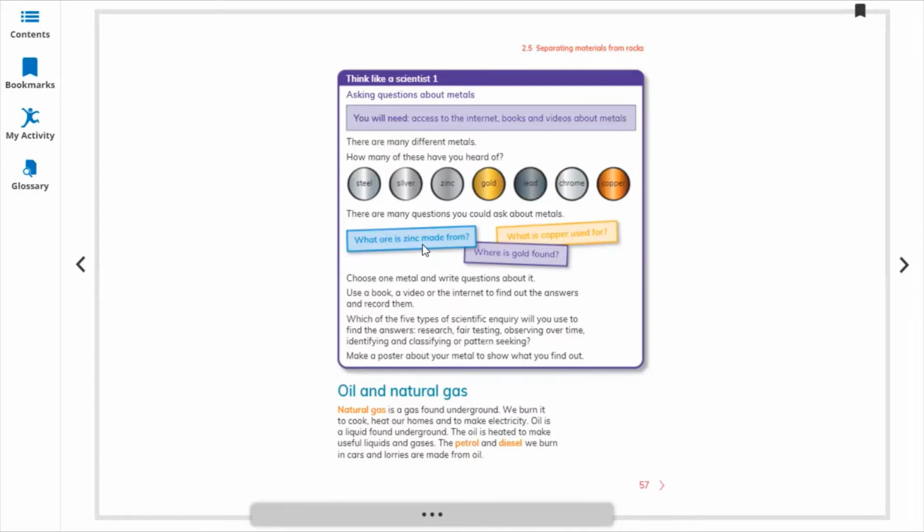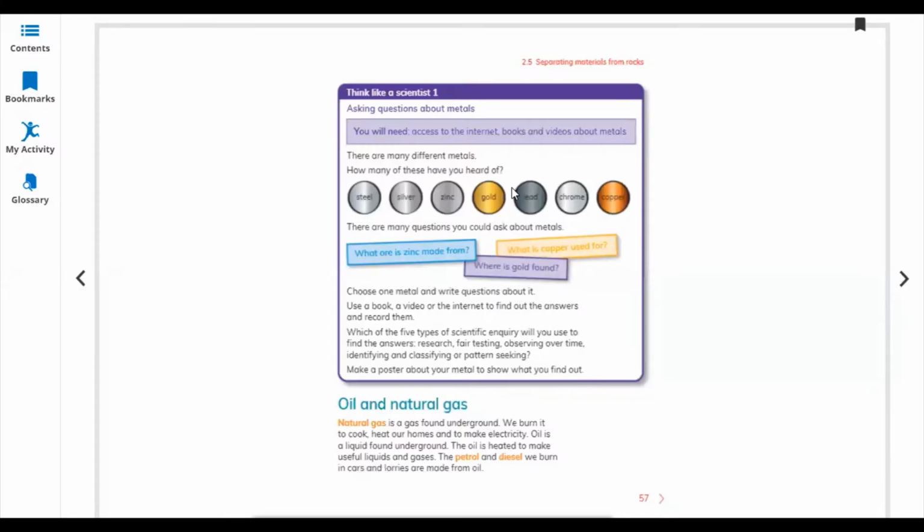What is zinc made from? Where is gold found? What is copper used for? So choose one metal and write a question about it. Use a book or video on the internet to find out the answer. I am explaining these three.